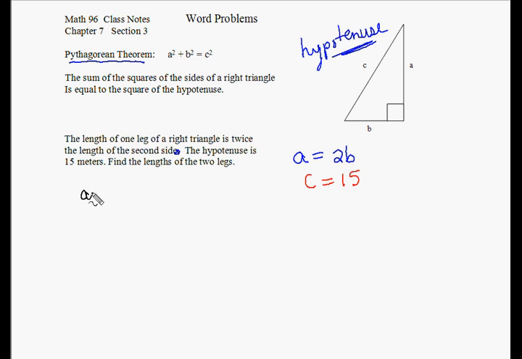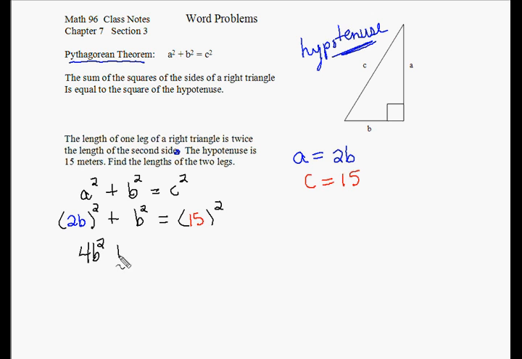So if we go back to the formula, a squared plus b squared equals c squared, and put in the values we know. We have a value for a, and we don't know what b is, and we also have a value for c. So since a is 2b and c is 15, we can put those into the equation. 2b squared is 4b squared plus b squared is equal to 15 squared, which is 225. So we have 5b squared is equal to 225.